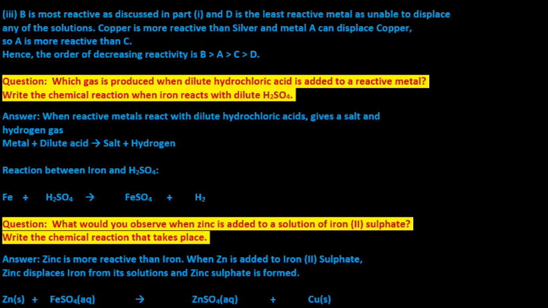Next question. Which gas is produced when dilute hydrochloric acid is added to a reactive metal? Write the chemical reaction when iron reacts with dilute sulfuric acid. Answer. When reactive metal reacts with dilute hydrochloric acid, it gives salt and hydrogen gas is released. Metal plus dilute acid gives salt and hydrogen. Reaction between iron and H2SO4 is Fe plus H2SO4 gives FeSO4 plus H2.